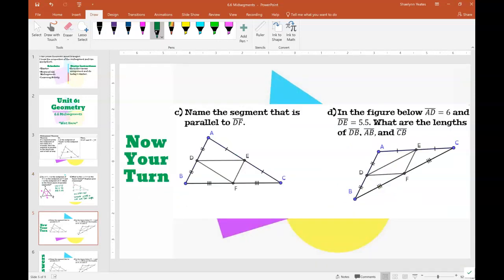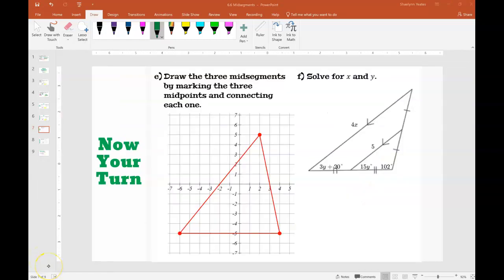All right, I want you guys to do these ones. You're going to identify what's parallel to DF, and on D, you're going to label a bunch of missing line pieces, the lengths of the liney thingies. Yes, very technical terms, liney thingies. And then you are also going to take care of this one. You're going to mark the 3 midpoints on the lines and connect them. This will be on your homework as well. Getting good practice in on paper is never a bad idea. And then on F, you're going to solve for X and Y. And then that's it for today.